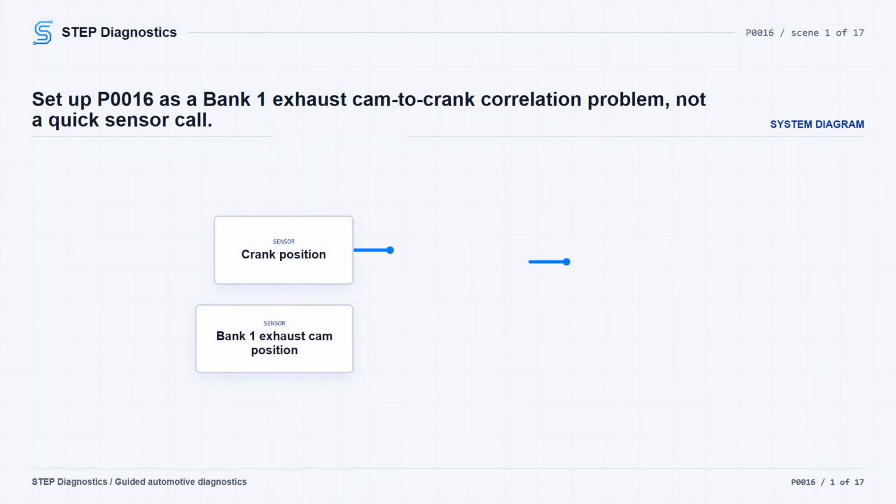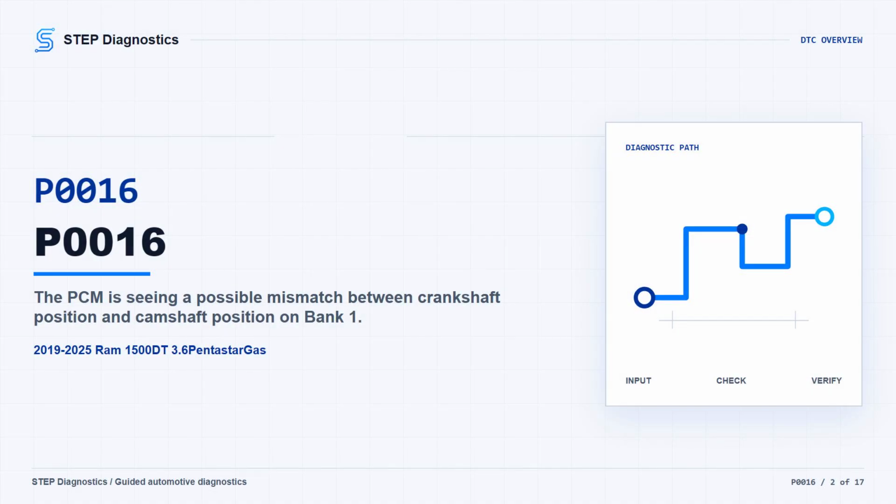On this RAM 1500 with the 3.6 Pentastar, P0016 is a cam-to-crank correlation code. In plain language, the PCM is seeing the bank 1 exhaust cam position and crankshaft position out of agreement when the cam is supposed to be locked. The truck may have the MIL on, stop/start may be disabled, and depending on what is actually happening, it can also act like a timing, oil control, or facer response problem.